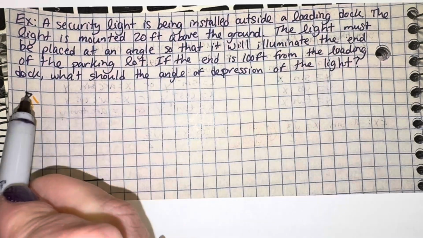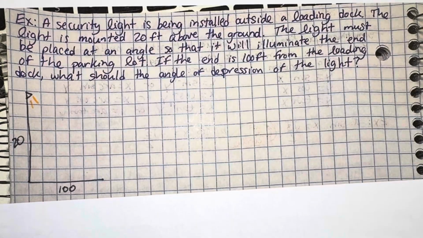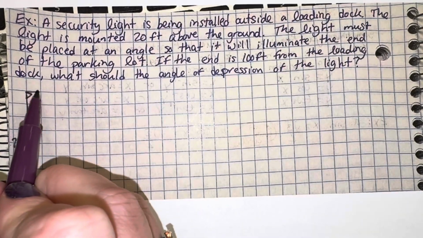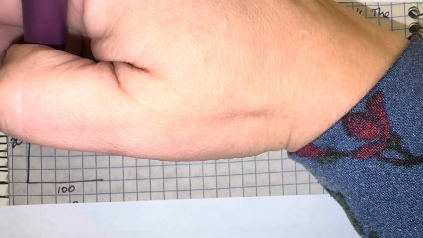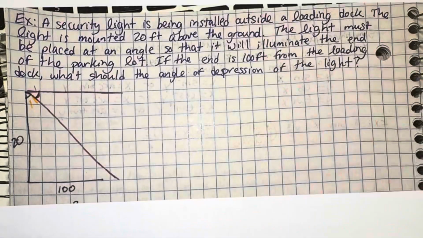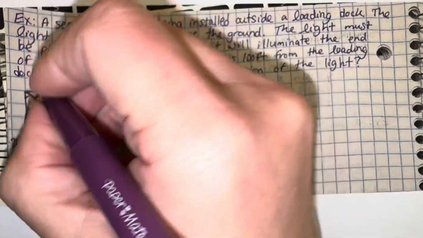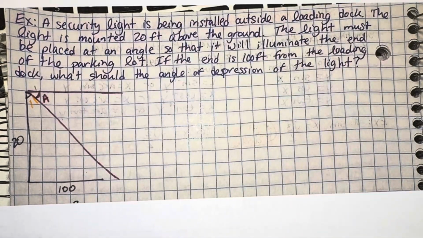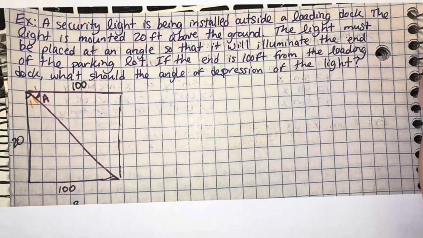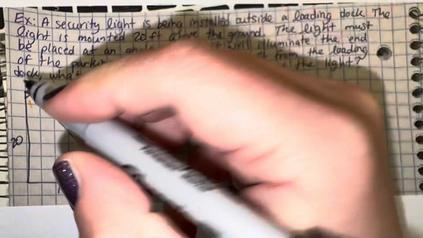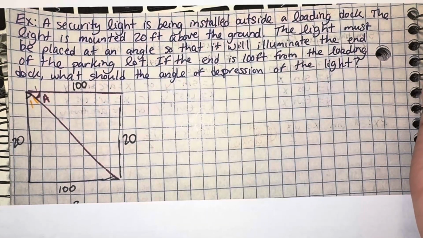We also know that when we're talking about an angle of depression, we are talking about an angle from the horizontal down. So that's what our angle of depression is going to be. We're actually taking a look at this angle right here. I'll label it A. If I turn this into a square, this distance here is still 100, this distance is still 20, and now I'm trying to find that angle A up there.